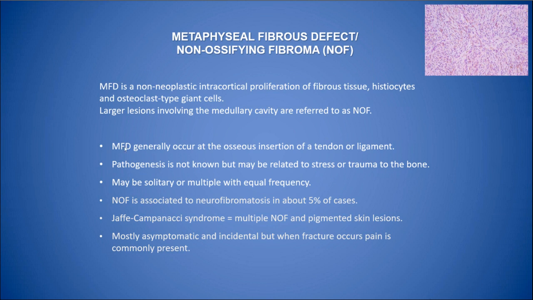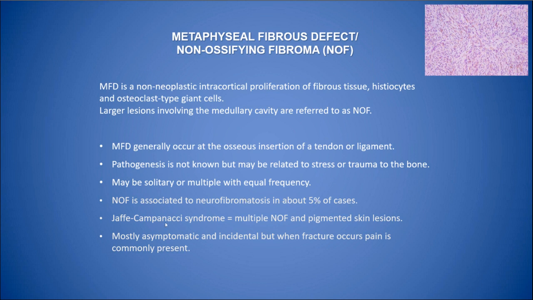Metaphyseal fibrous defect usually occurs at the area of insertion of a tendon or a ligament. And the pathogenesis is not known, but may be related to trauma. They may be solitary or multiple. And non-ossifying fibroma is associated with neurofibromatosis in about 5% of the cases.